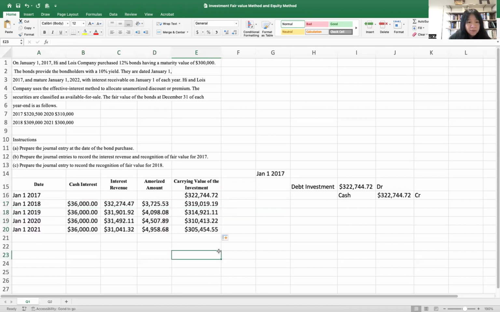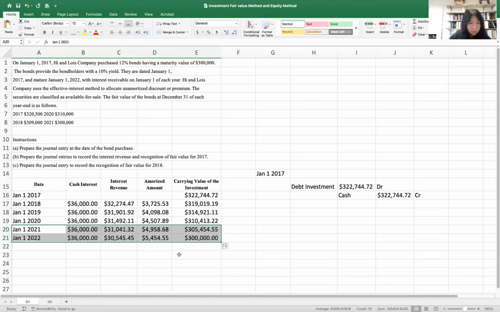Let's make sure. 10%. $36, and then we have one more year. Okay. So you can see here 5-year amortizations, and the last period is January 1st, 2022. That's when you receive the last payment.